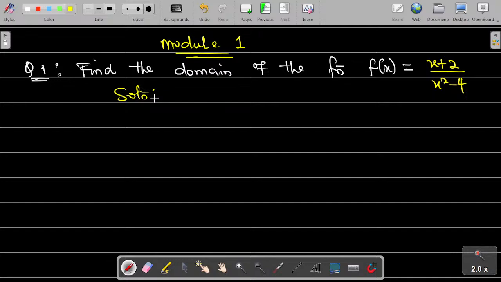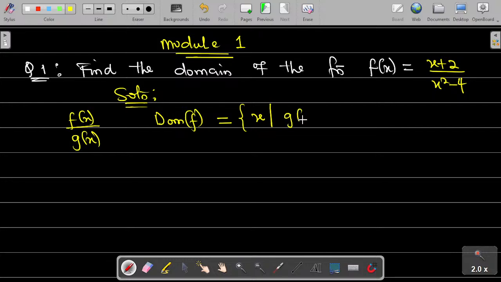First of all, when it comes to the domain of functions, especially let's talk about fractional functions. If you are given a fractional function, let's say f of x all over g of x, now the domain of this function, which I can write as dom of f, is always equal to the values of x such that g of x will not be equal to 0. That is the domain of this function.